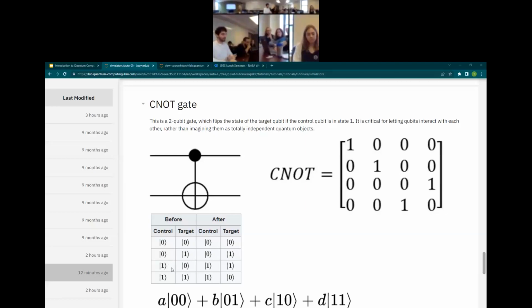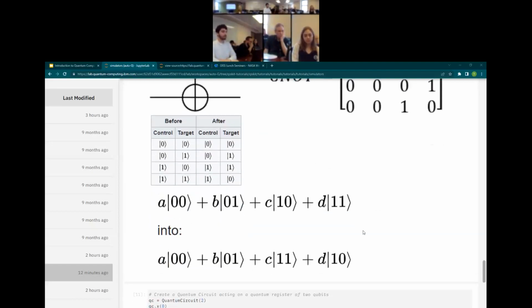So you can see some examples here, before and after. The control is 1, the target is 0, and so it goes from 1, 0 to 1, 1. 1, 1 becomes 1, 0, whereas 0, 0 will stay as 0, 0. And if we're looking at it in bra-ket notation, you can see that we're swapping the complex probability amplitudes for the 1, 0 or the 1, 1 state.